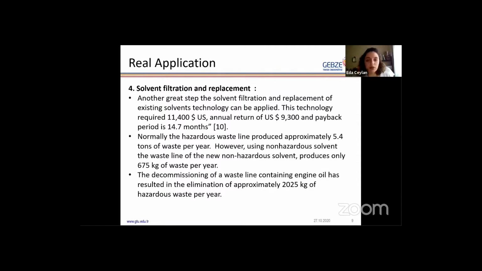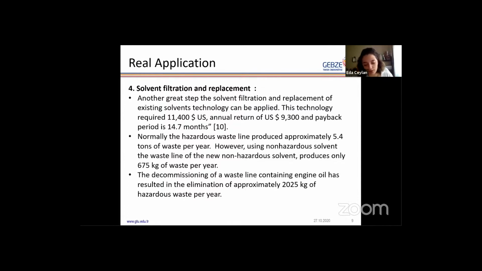This technology requires $11,400 annual return, with a $9,300 payback period of 14.7 months. Replacing a halogenated engine oil with another halogen-free oil at the same market price as its equivalent reduces the amount paid by the company by $6,600 in the destruction process.